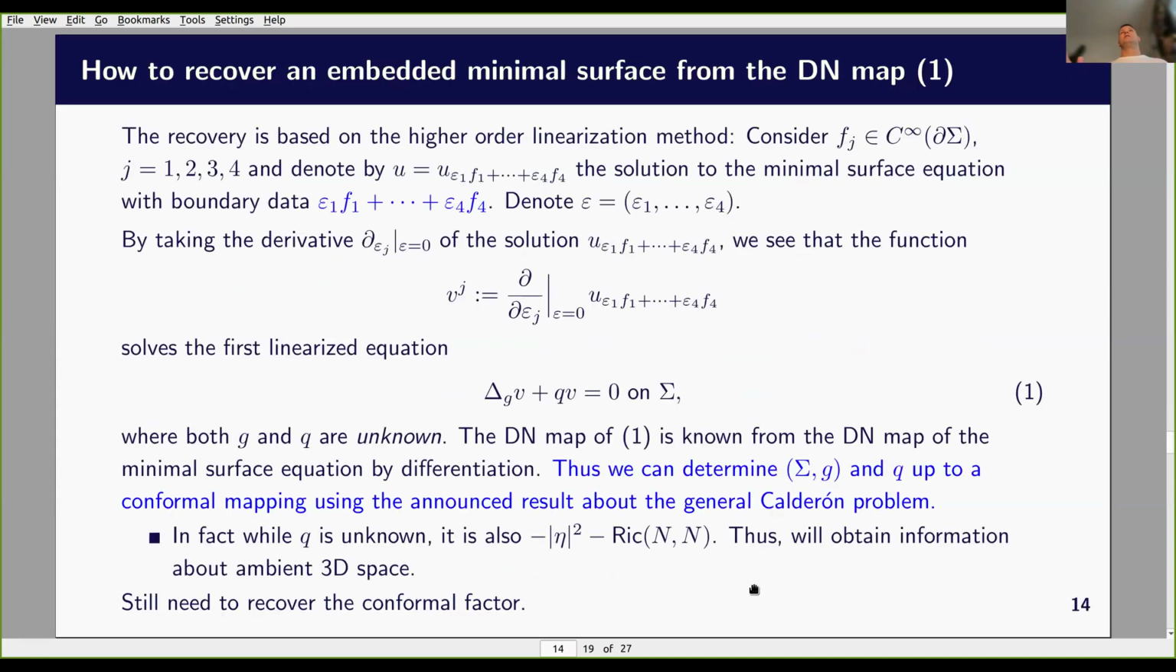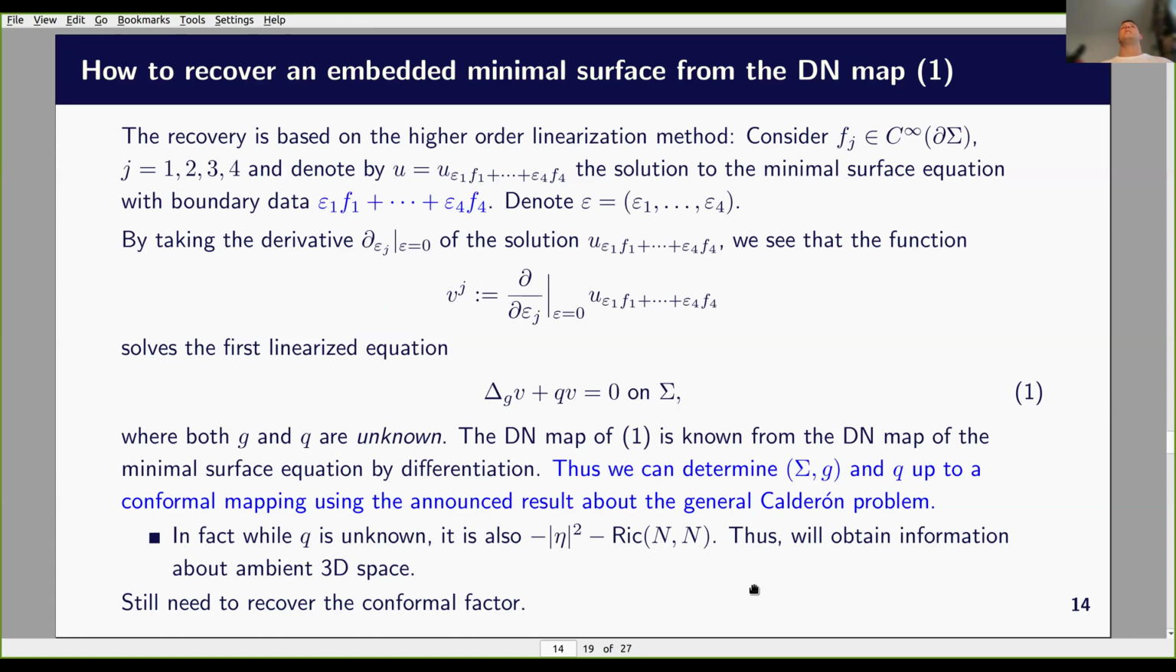Right, so our task is to find a minimal surface from the associated Dirichlet-Neumann map. And the recovery of the minimal surface is based on the high order linearization method. This high order linearization method was introduced in the paper by Kurylev, Lassas, and Uhlmann, which I had in the previous slide.